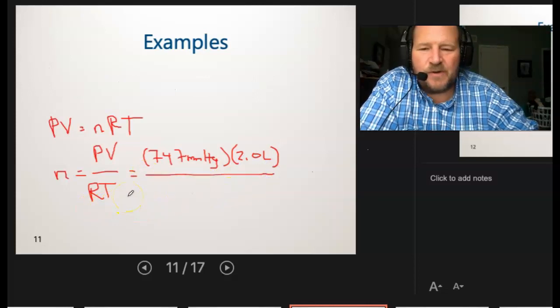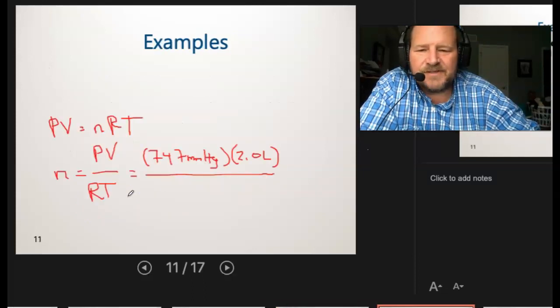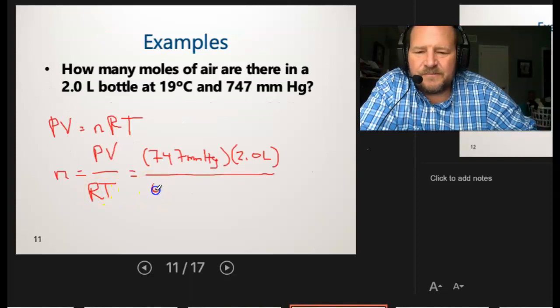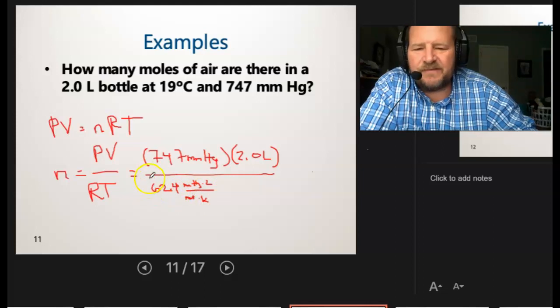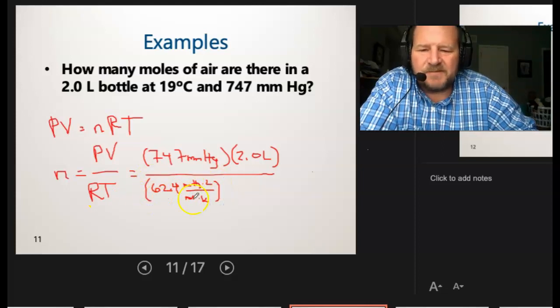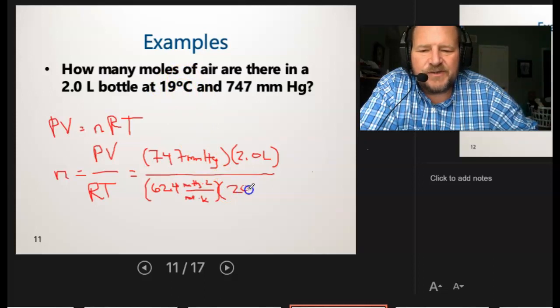Now here's the key. Which R do I want to use? Well, since we're in millimeters of mercury, I want to use that 62.4 right there. So we're going to put that in. 62.4. Of course, that's millimeters of mercury, liters, moles, Kelvin. I promise you all those units are there, even if they're microscopic. Times T. Now T also has to be in Kelvin, so we have 19 degrees C plus 273. It's going to give us 292 Kelvin.